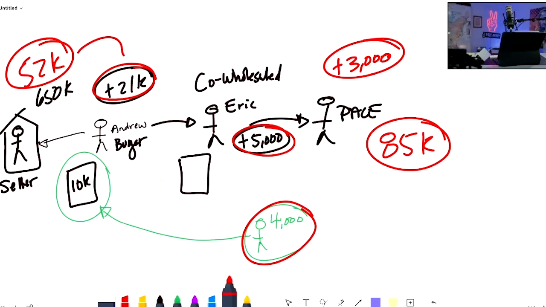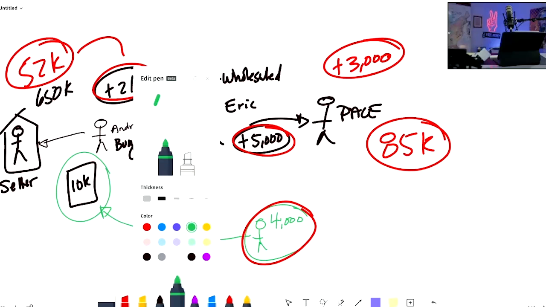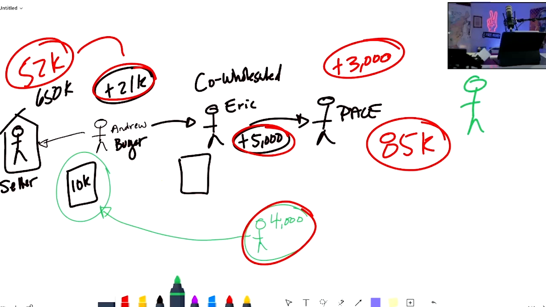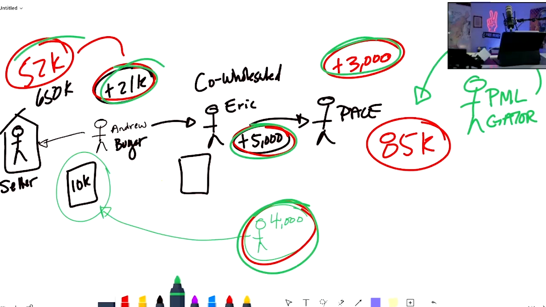Where did I get my $85,000 from? I got my $85,000 from a PML Gator. They brought in the $85,000 that covered all of my costs. This person gets paid by the Gator. They get paid. That gets paid. That gets paid.